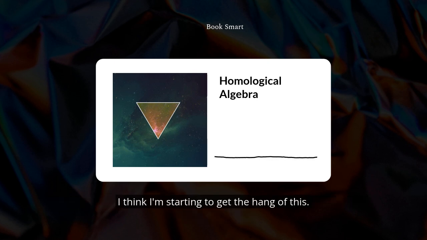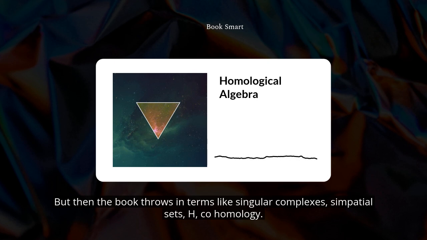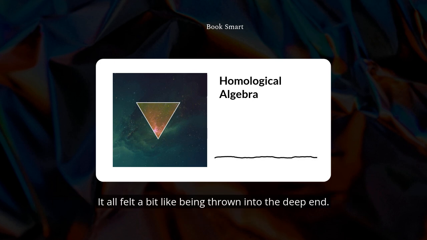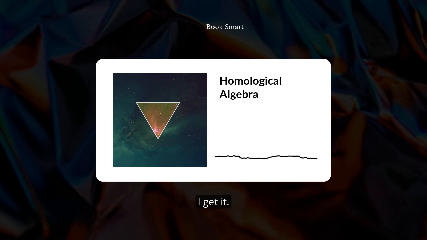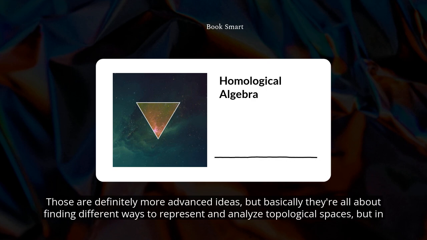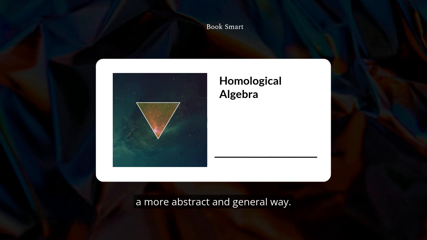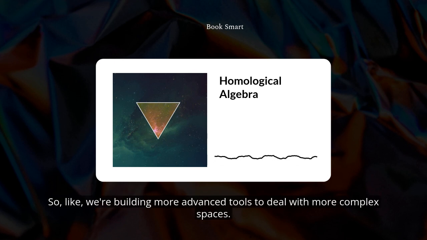Okay, so we've got chains, we've got connecting homomorphisms, and Betti numbers. I think I'm starting to get the hang of this. But then the book throws in terms like singular complexes, simplicial sets, cohomology. It all felt a bit like being thrown into the deep end. Haha, I get it. Those are definitely more advanced ideas. But basically, they're all about finding different ways to represent and analyze topological spaces, but in a more abstract and general way. So like we're building more advanced tools to deal with more complex spaces.